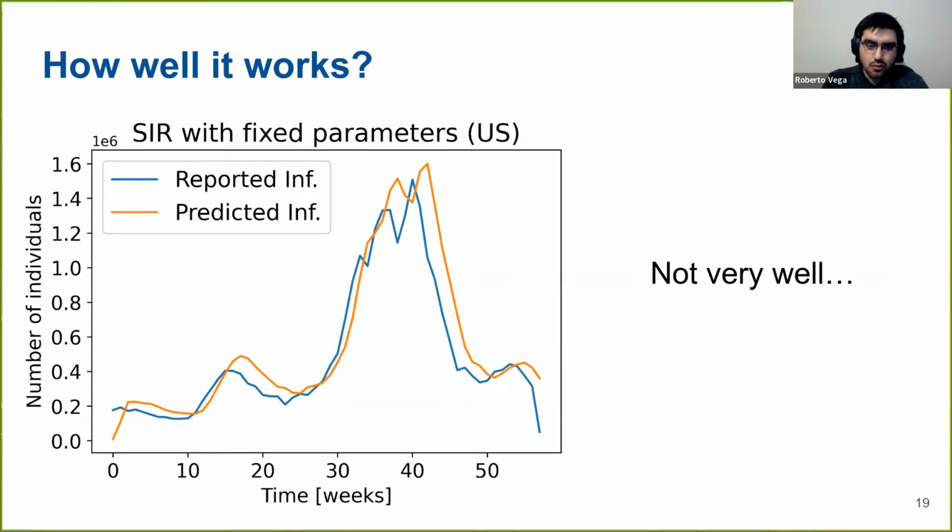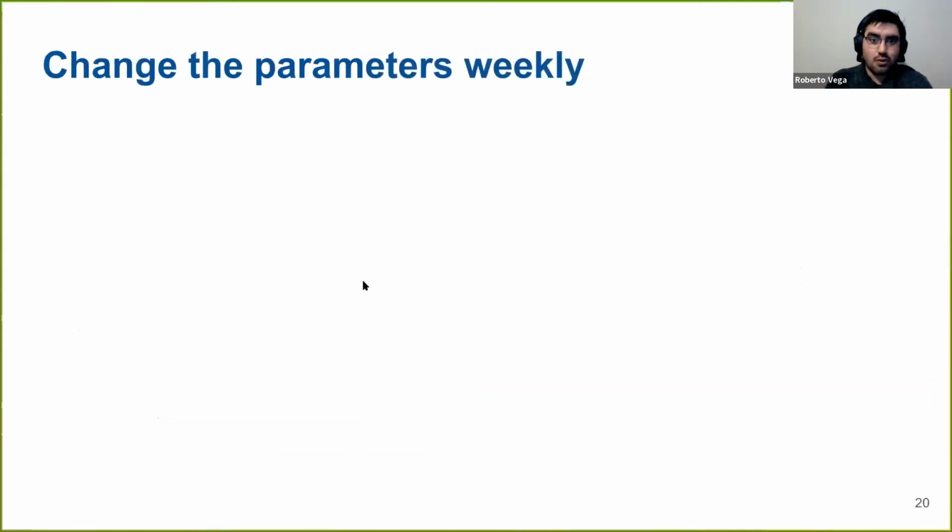So how well does it work? Well, the reality is that it is not working very well. Note that we are basically cheating from the machine learning point of view. We saw the entire data, we learned the parameters, and then we used those parameters to make predictions of the past. And even in that case, we cannot match the curve very well. So it is not working as well as we wanted.